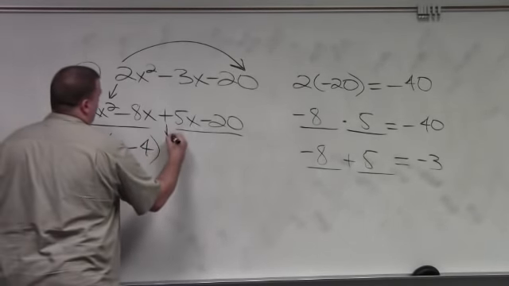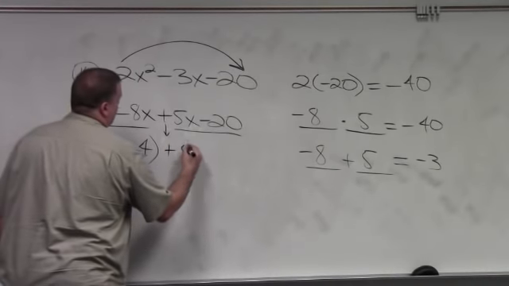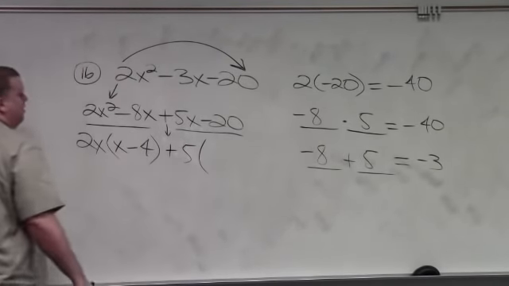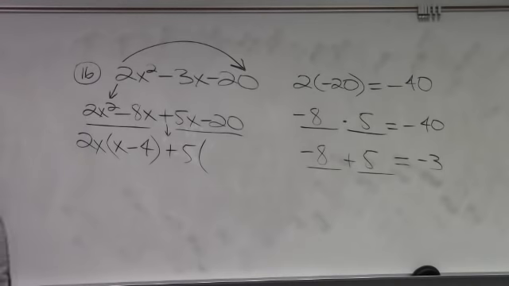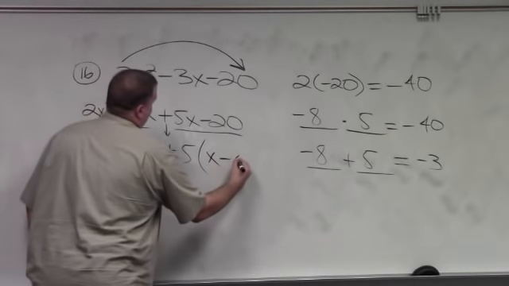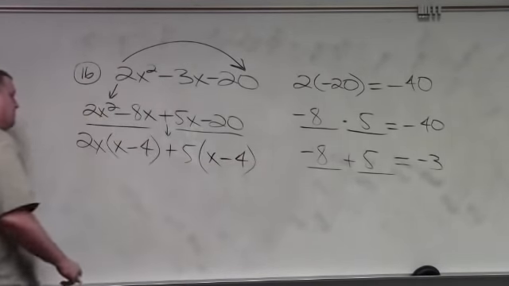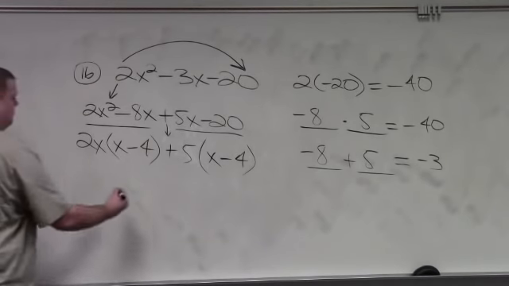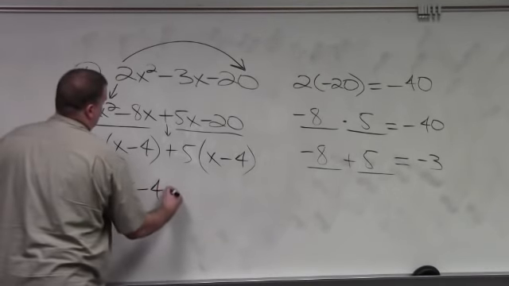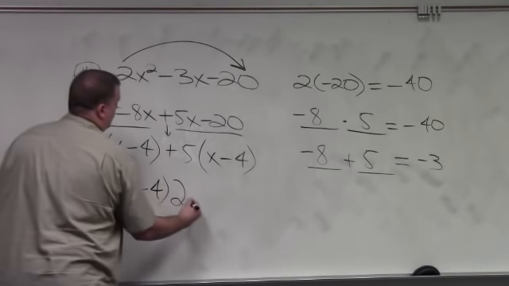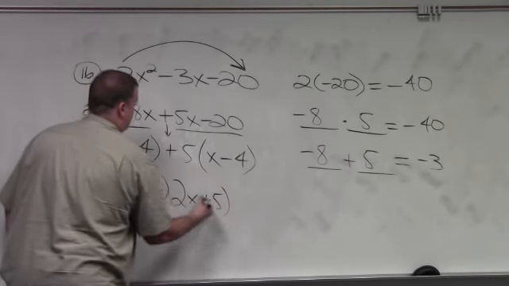I'm leading with a positive, so I have to factor out a positive 5. What's that leaving? x minus 4. Yep, it has to be, for those parentheses to match. So my 2 factors are x minus 4 and 2x plus 5. And I'm done, right? Yes, that's it.